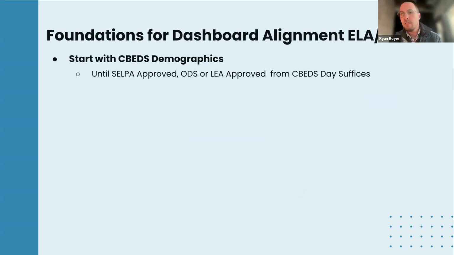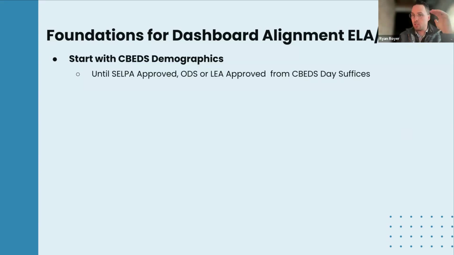And the foundation, as Christine mentioned, is you start with the CBEDS demographics, the census day demographic data. That obviously isn't SELPA approved until late December, and I forgot the exact date on that final approval. But until that was approved, an ODS or an LEA approved from CBEDS Day does suffice. So that first Wednesday in October is a satisfactory place to start because it's the closest you're going to get.